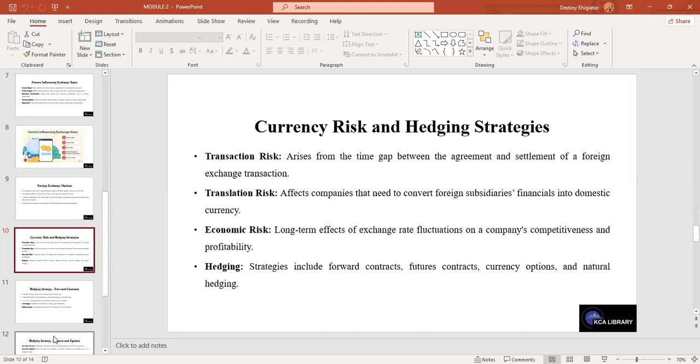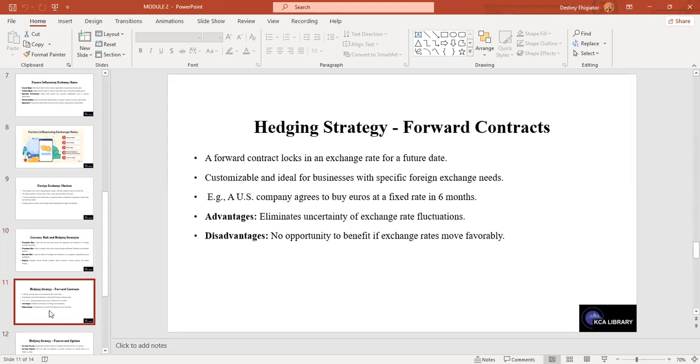Let's look at hedging. What is hedging? Hedges are strategies that include forward contracts, futures contracts, currency options, and natural hedging. Now let's look at hedging strategy. The first one is what? The forward contract. A forward contract locks in an exchange rate for a future date.